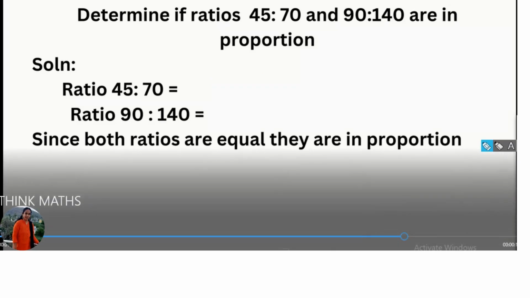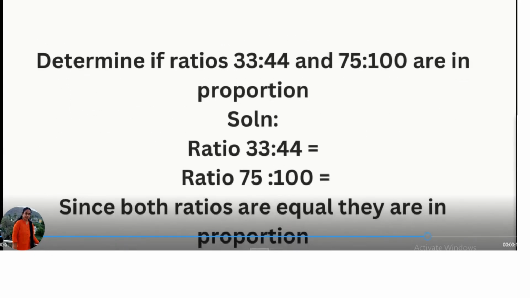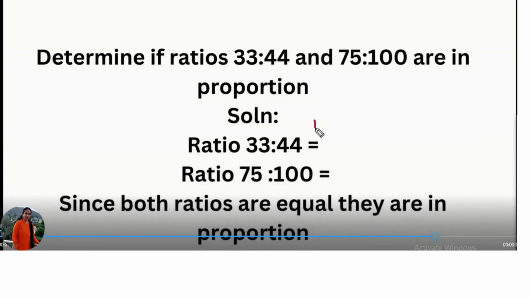The next one is: determine if ratios 33 is to 44 and 75 is to 100 are in proportion. Okay. So here 33 is to 44. So this goes in the 11 table. So it is 3 times 11 is 33. 4 times 11 is 44. Okay. Now let us check 75 and 100.